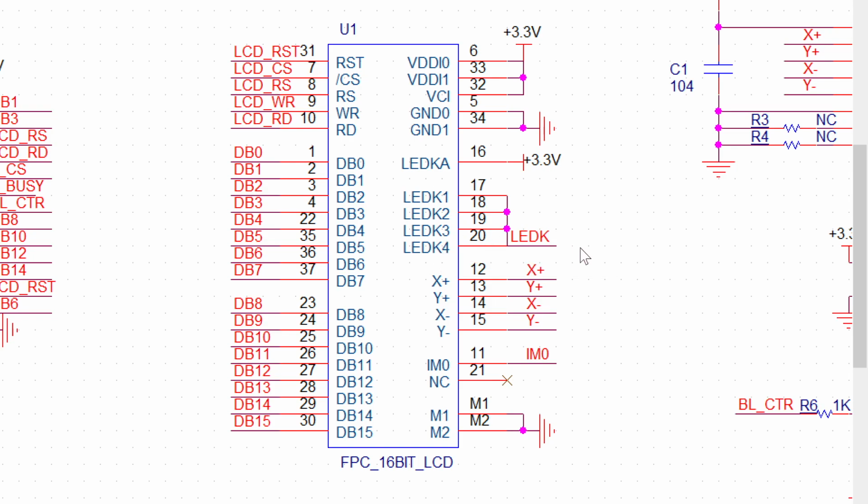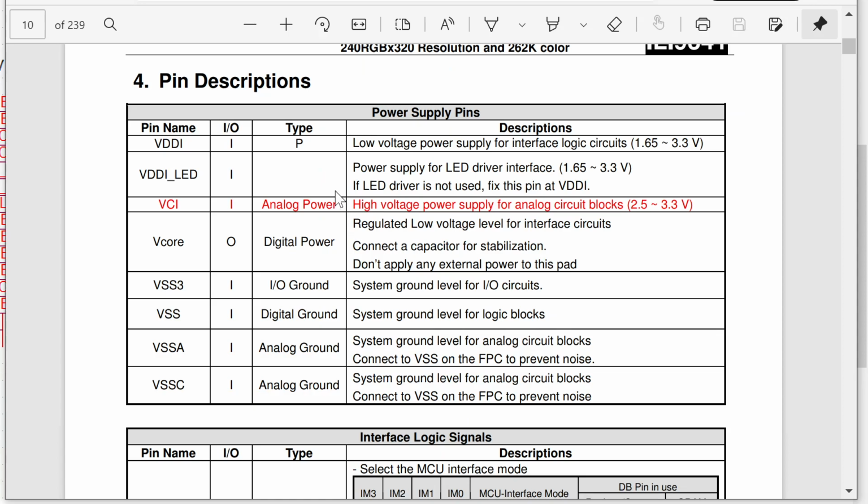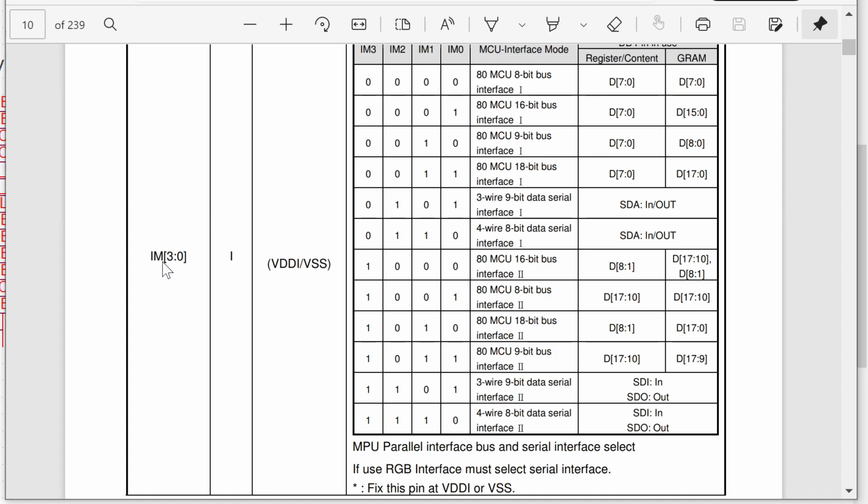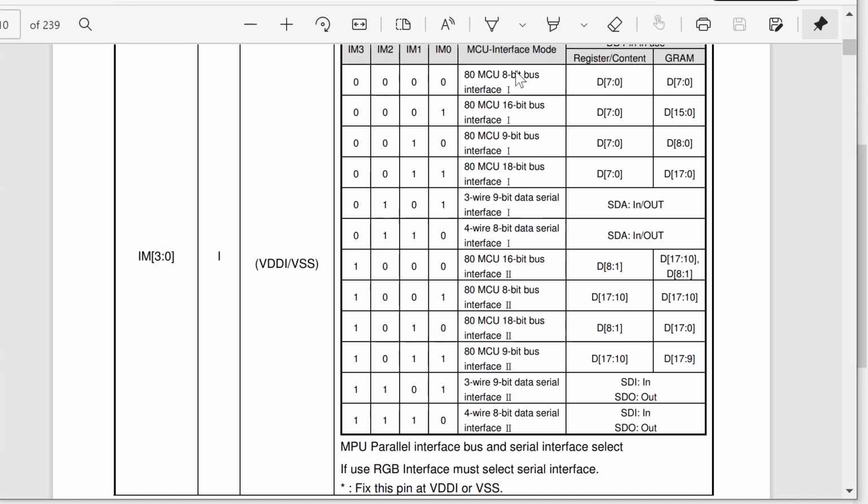This is for the LED light on the module. This is for the touch, and this is for the mode selection. So let's take a look at the driver IC's description, and what kind of pins we need to pay attention to. The first thing you will see here is a selector for what kind of interface you will use for your system.